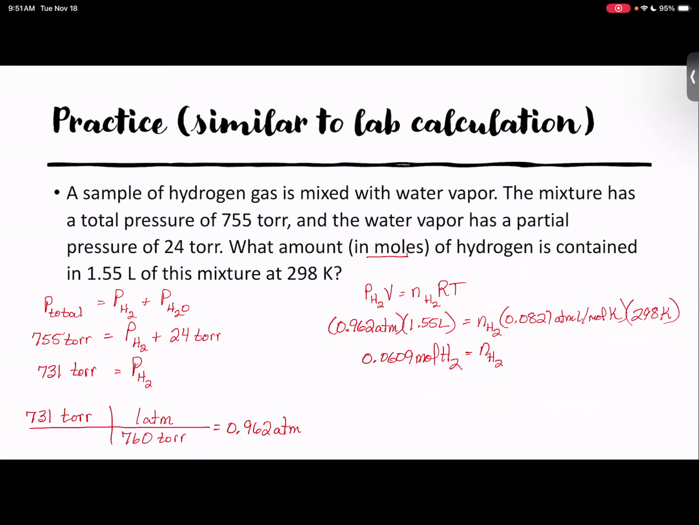Same thing with this problem. You used Dalton's law of partial pressure. In fact, this is almost identical to what you did yesterday. You then used the ideal gas law to solve for the amount of oxygen. So these are similar in nature to what you did yesterday in the laboratory.